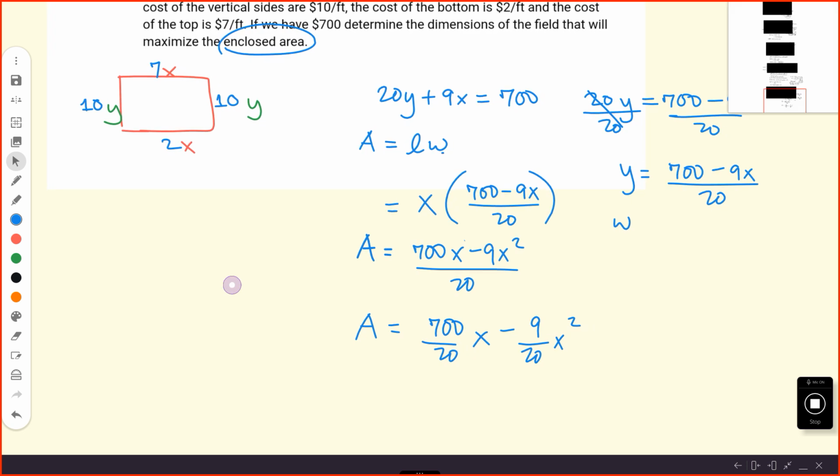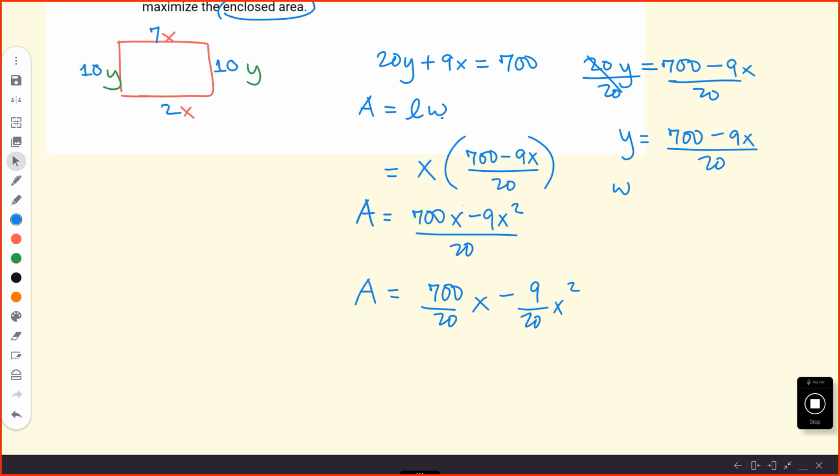Any questions so far? Yeah, I'm confused. What are you solving for? We're trying to solve for the length and the width, the dimensions to maximize the enclosed area. So we're going to take the derivative of the polynomial. Okay, derivative is a concept in calculus, right? But you're going to explore this more in the calculus course.